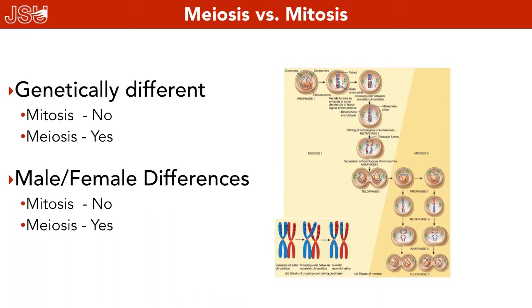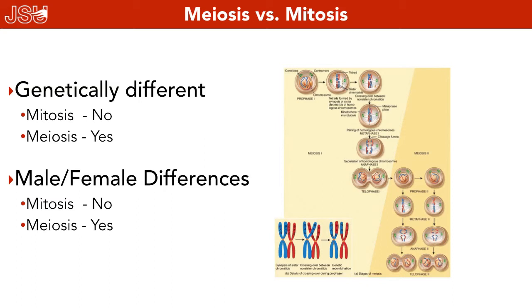Genetic differences, we just said. Mitosis, no genetic differences, barring some random mutation. Meiosis, we have four genetically unique cells. Male-female differences. In mitosis, males and females undergo mitosis the same way. If you were to look at how a female's skin cell replicates, it's indistinguishable from how a male's skin cell replicates. Same thing's happening.